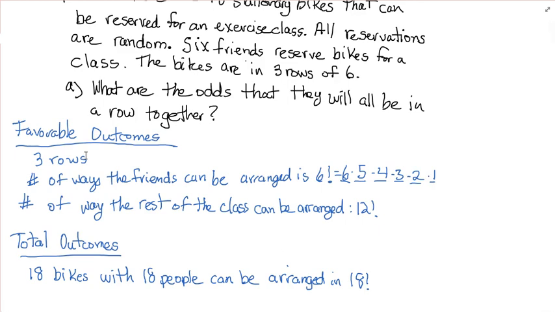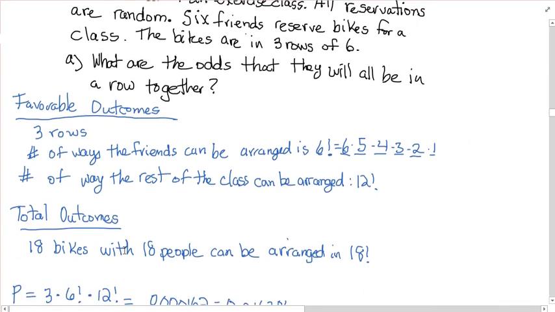Now, the number of ways that the 6 friends can be arranged in the line is 6 factorial, because order would matter since it's an arrangement. The number of ways that the rest of the class could be arranged is 12 factorial. The total outcomes would be 18 bikes, because there are 18 people, 3 rows of 6.